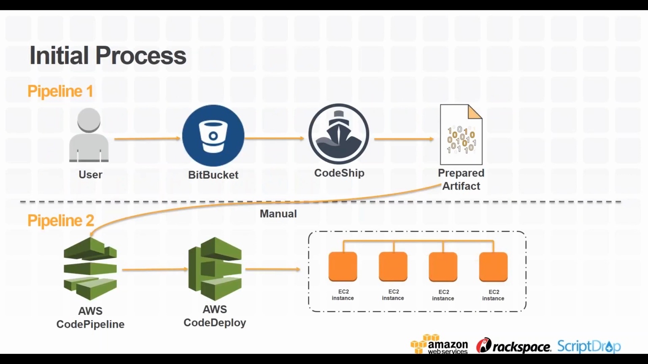So our initial process looks something like this, where you can see we would start with putting code up to Bitbucket. It would be a feature or a new application. CodeShip would detect a change and test that out for us and prepare any artifacts that may be needed for that specific application or deployment. Then we would manually push that code to AWS CodeCommit for it to be detected by AWS CodePipeline to use our AWS CodeDeploy strategy to deploy it to all of our EC2 instances.